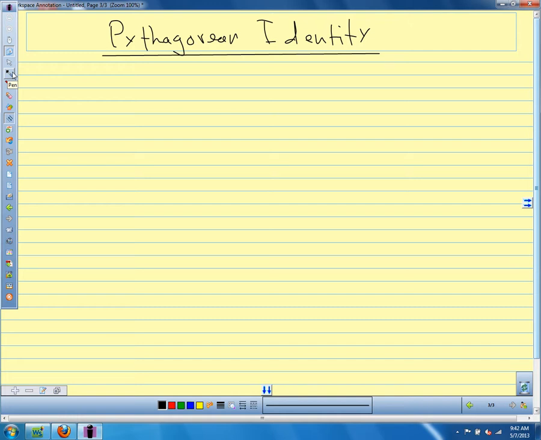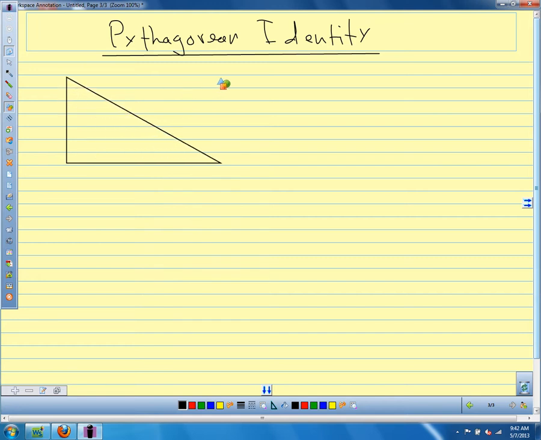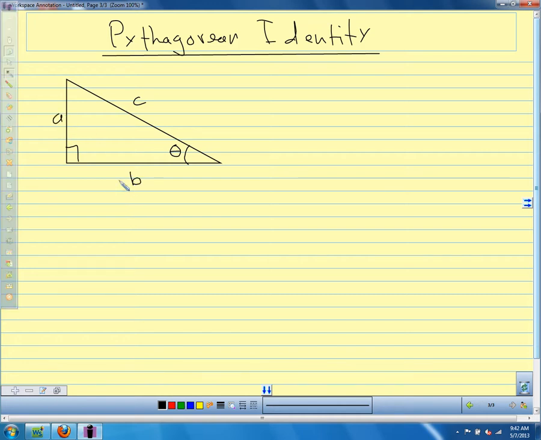So let's draw a triangle again. And we're talking about a right triangle. So here's our angle. Here's our 90-degree angle. And I'm going to label the sides A, B, and C. So this is the right triangle.